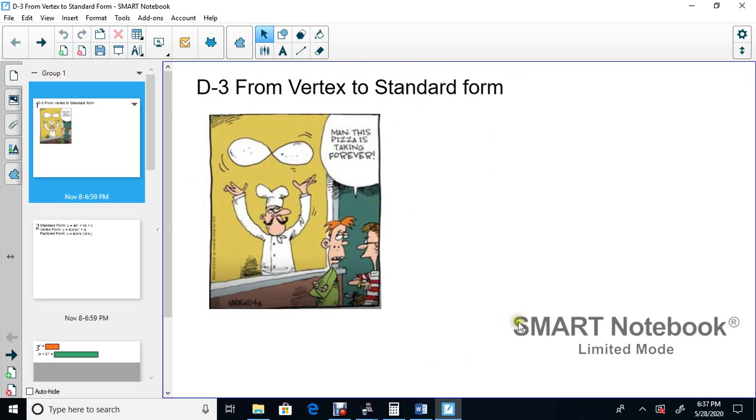And here's our joke of the day. Man, this pizza is taking forever with this nice symbol, forever. If you don't know, that's the infinity symbol.